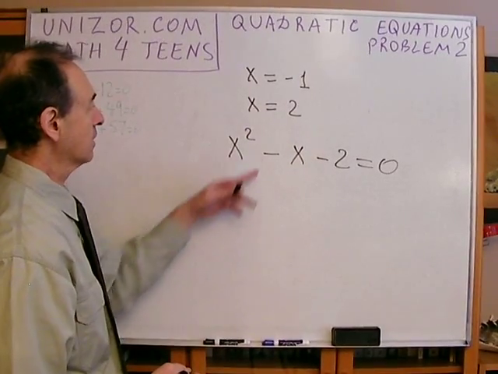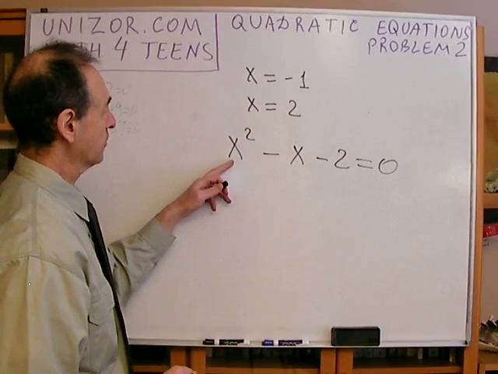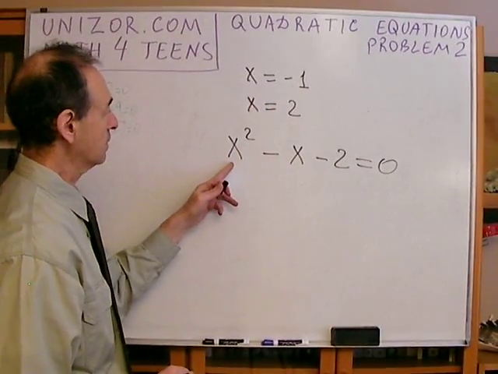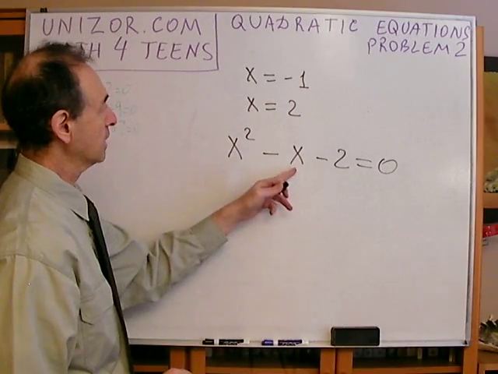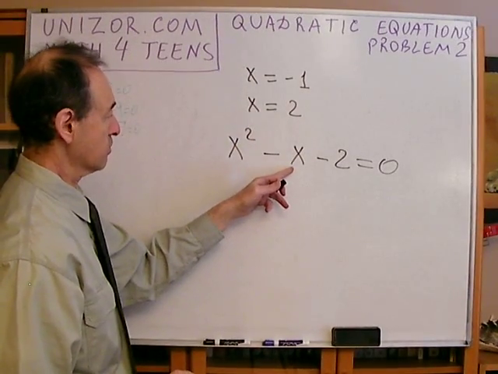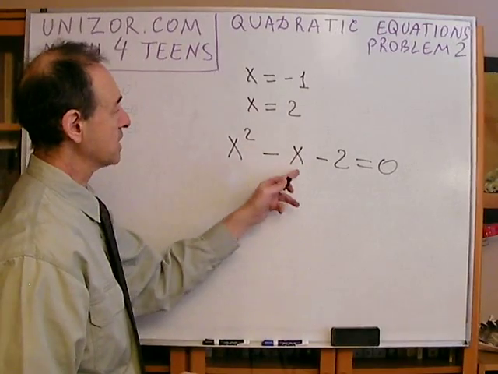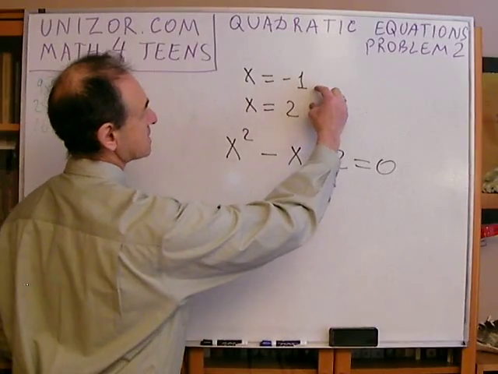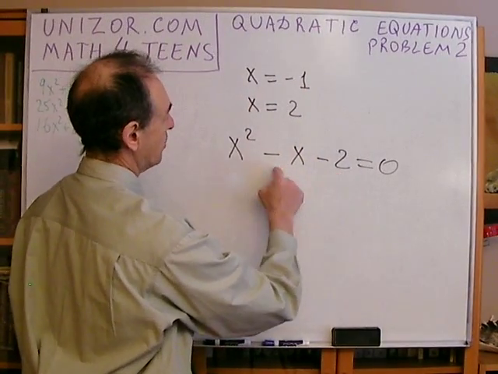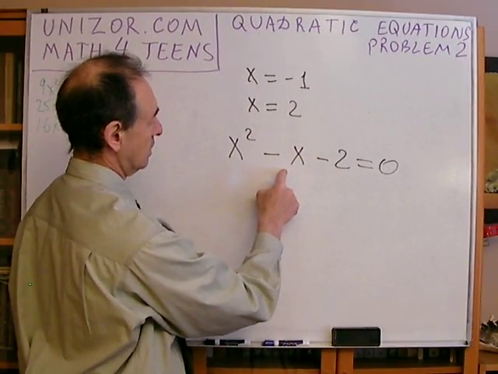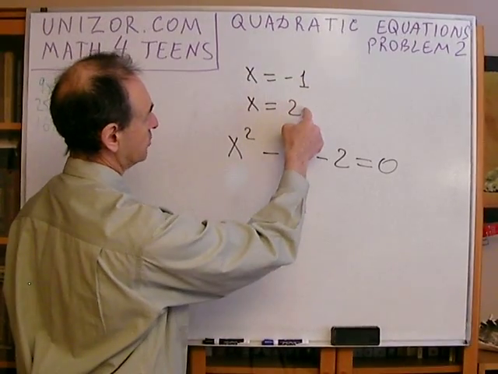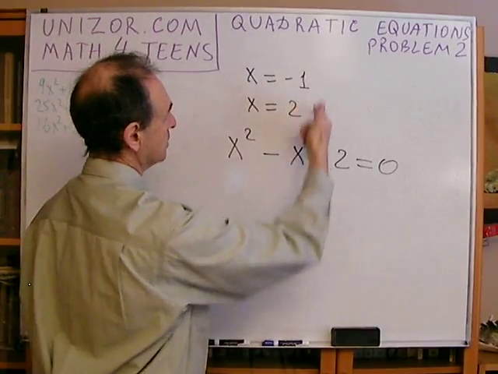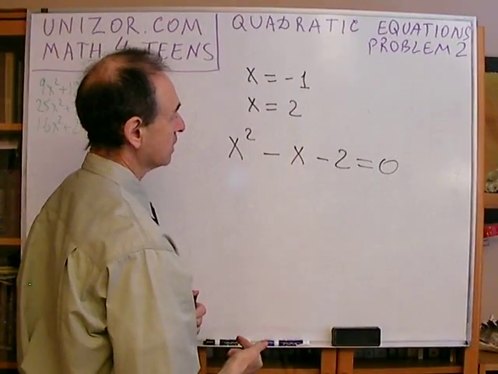Well, let's try it. 2 squared is 4, minus 2, minus 2 is 0. Correct. Minus 1 squared is 1. Minus x, it will be plus 1. So 1 plus 1 minus 2, 0 again. So you see, just using the property that the sum of these is supposed to be equal to this coefficient with an opposite sign: minus 1 plus 2 is 1, opposite sign is minus 1. And the product is supposed to be the free member, the third coefficient.